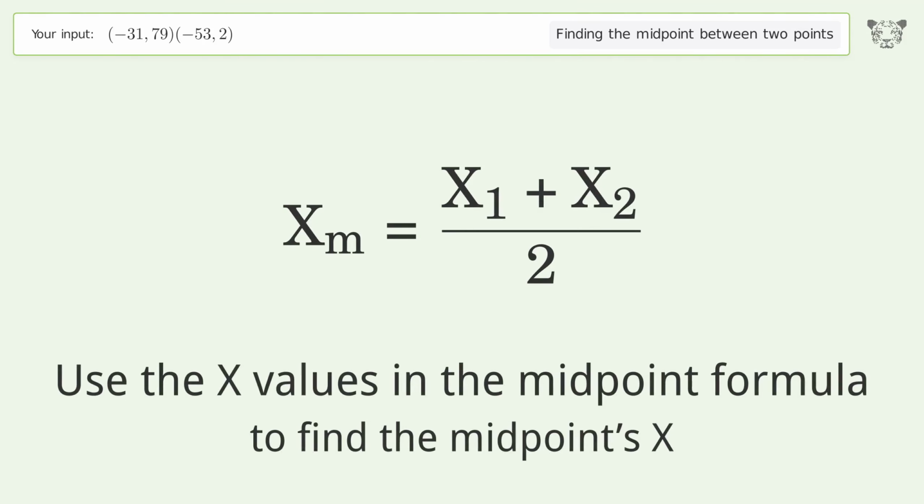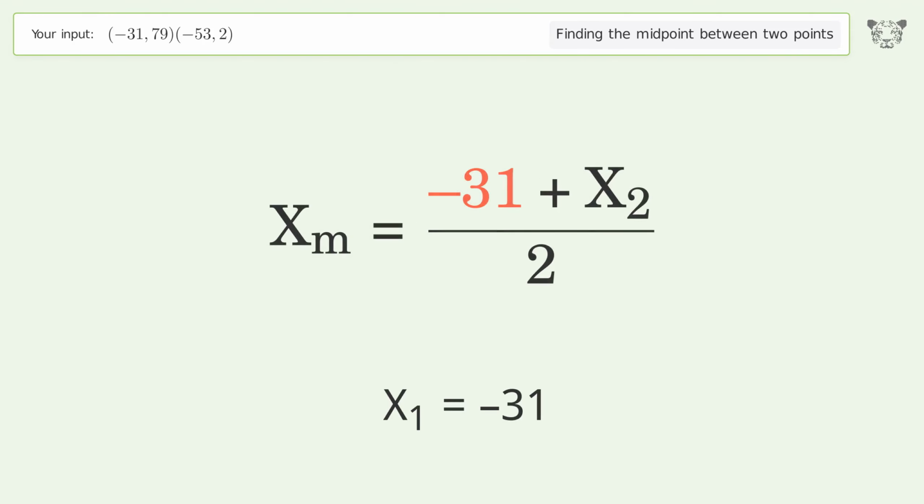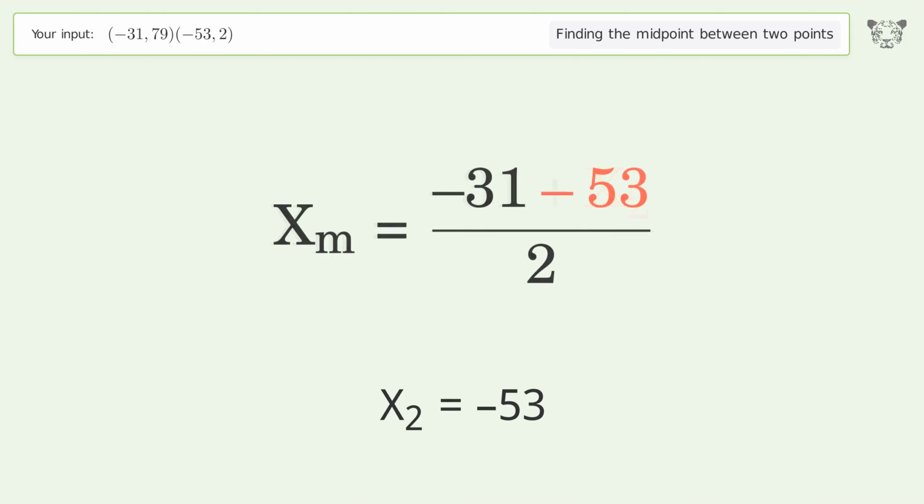Use the x values in the midpoint formula to find the midpoint's x. x1 equals -31. x2 equals -53. Simplify the arithmetic.